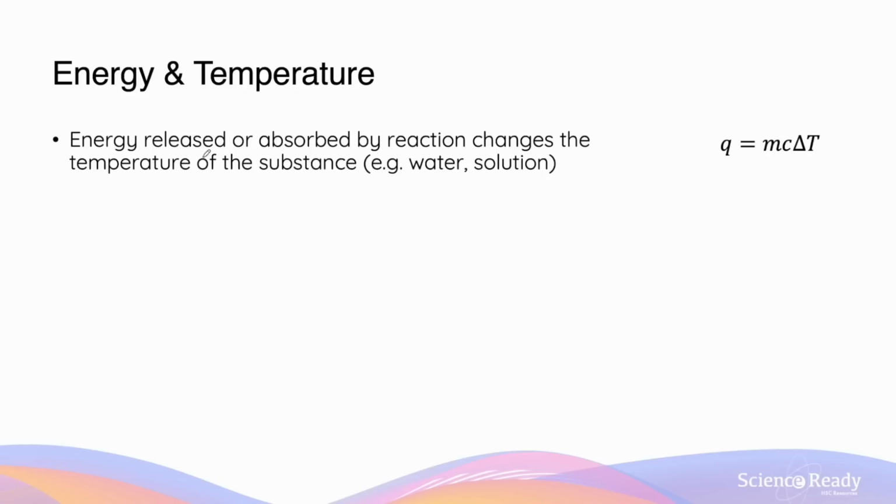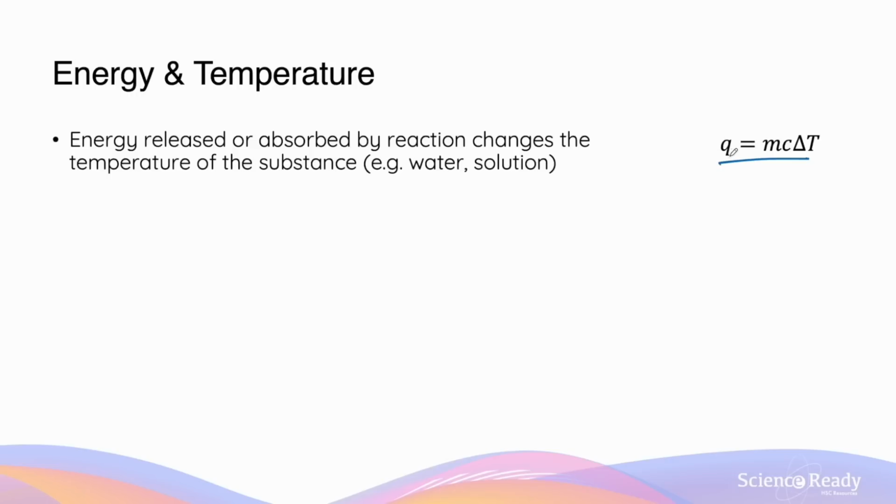The energy released or absorbed by the reaction changes the temperature of the substance, otherwise known as the chemical environment in which the reaction is taking place. The relationship between the energy released or absorbed by the reaction and the change in temperature is governed by this formula, where Q, the energy released or absorbed, is equal to m, the mass of the substance, times C, the specific heat capacity, times the change in temperature.